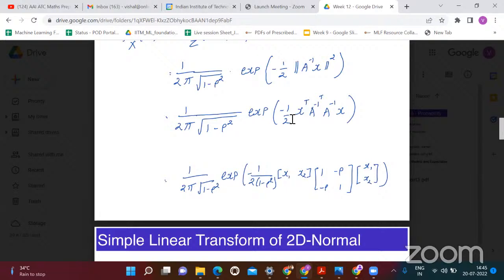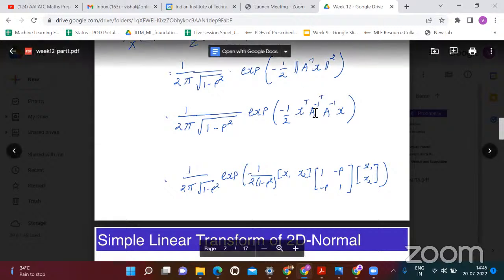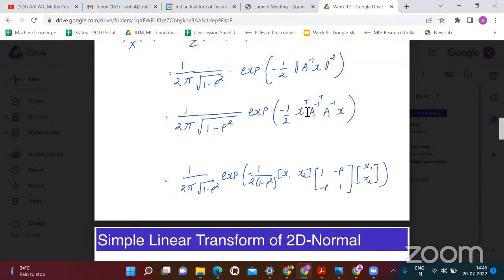So here minus 1 upon 2 x transpose A inverse transpose. And this value in between, whatever, so x transpose can be written as x1 x2, and similarly x can be written as x1 x2 in a column.